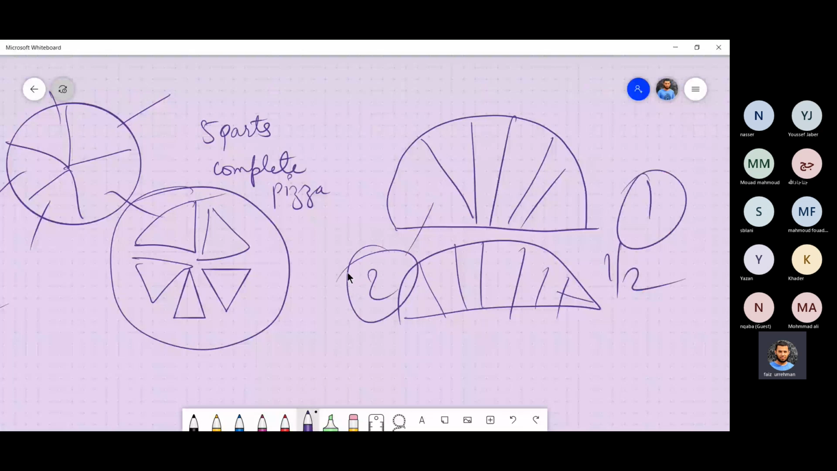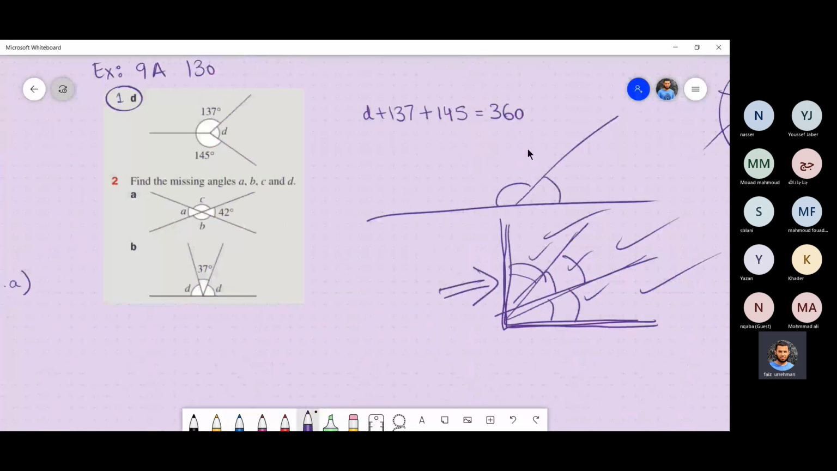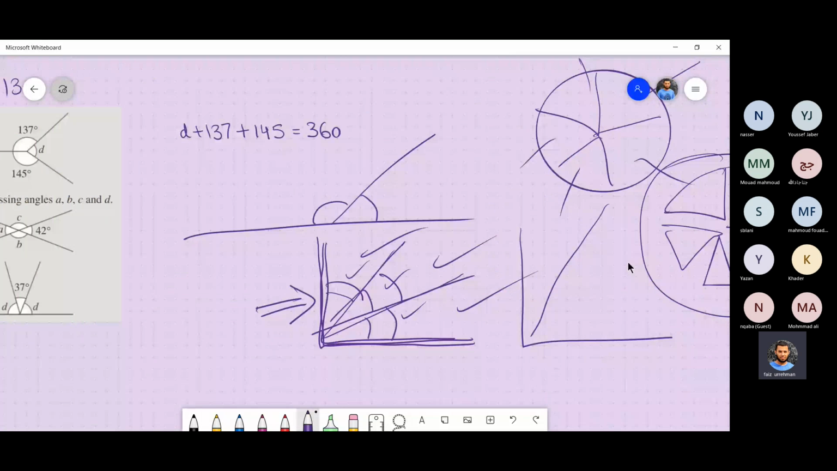Similarly, if this is a 90 degree angle, and you are cutting it into multiple angles, and you add all the smaller angles, what should you get?